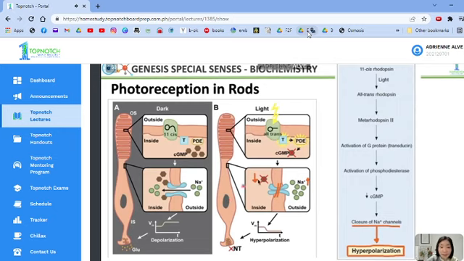So when the receptor cell is hyperpolarized, there is decreased release of neurotransmitter, and that's how the signal is sent to the rest of the optic pathway.